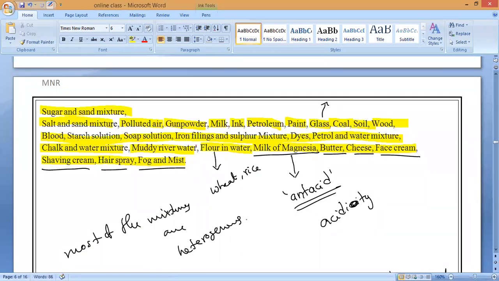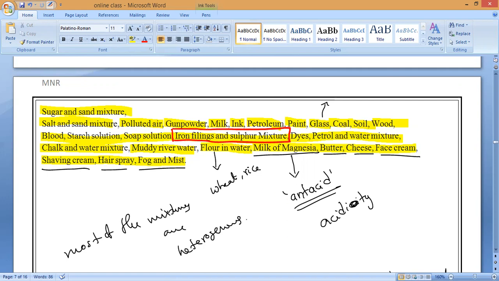Iron and sulfur. Compounds? No. Iron filings and sulfur mixture. This is what you can see in our NCERT textbook, a mixture of iron and sulfur. Near the end of the second chapter, you have the biggest concept regarding the mixture of iron filings and sulfur. One time we will heat it, one time we will mix it. That is what we are going to study from tomorrow.